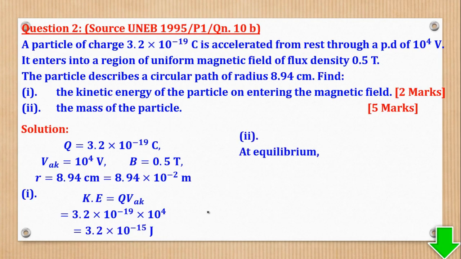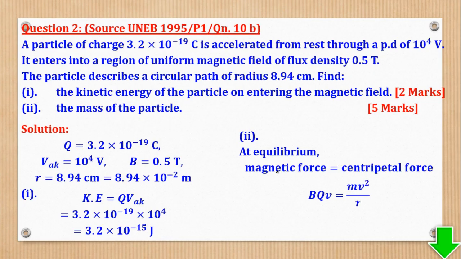Roman 2, they want the mass of the particle. Here we shall say that at equilibrium, magnetic force is equal to centripetal force. So each time you see magnetic force, just know there is circular motion. So it is equal to centripetal force. Therefore, substitute. Magnetic force is BQV. Centripetal force is mv squared over r. Then rearrange to make V the subject, it will give you that.